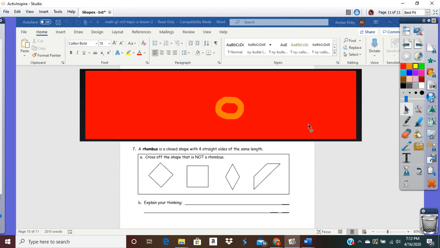Let's look at another shape here at the bottom. Remember, a rhombus is a closed shape with 4 straight sides, but they have to be of the same length or equal length. Do you see the shape that is not a rhombus? Remember, these all have 4 sides, but a rhombus has sides that are of equal length. Guess what? This shape doesn't belong. Why? Let's explain our thinking. Well, if we look at these sides, are those sides of equal length?